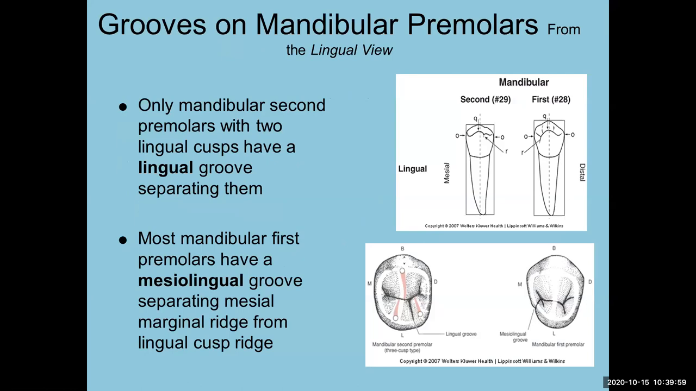Only mandibular second premolars with two lingual cusps have a lingual groove separating them. Okay, lingual grooves. So this is one, two, three. First premolar versus second premolar.